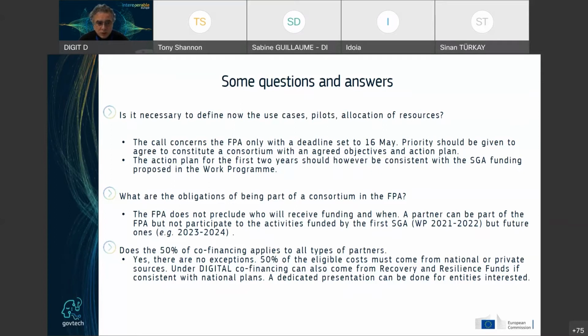There was also a question about the 50% co-financing, because in other programs it depends on the type of partner. It applies to everybody, so there are no exceptions. 50% of the eligible cost must come from a national or public source. Although, for the Digital Europe program, co-financing can also come from the Recovery and Resilience Fund if it's consistent with the national plans. We can have a dedicated presentation in the future with the interested entities. Of course, it will be public, but this concerns more the national authorities.